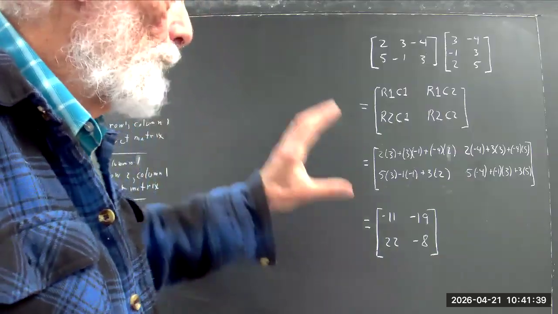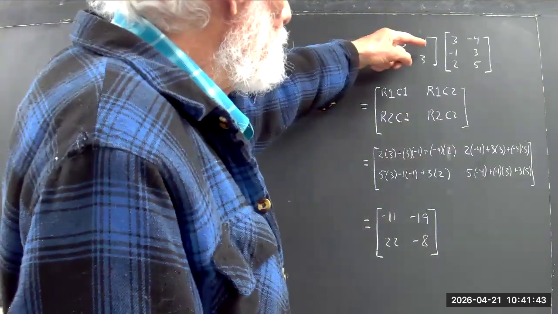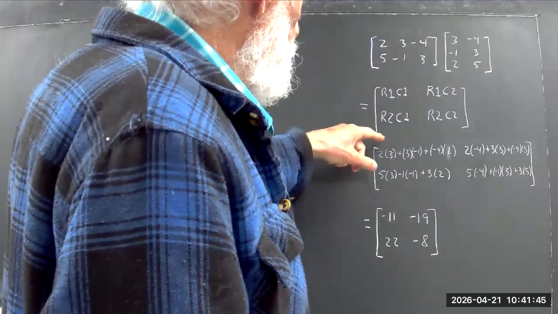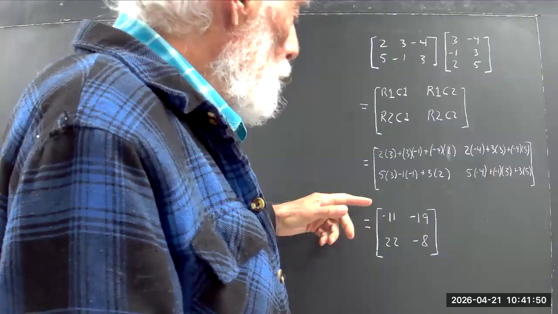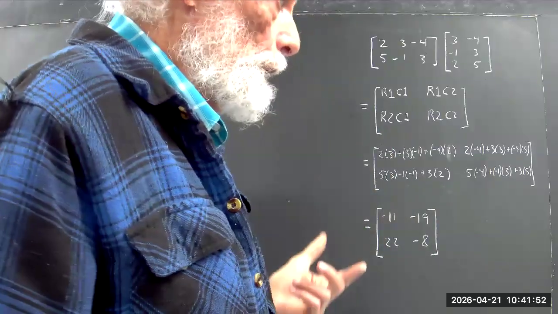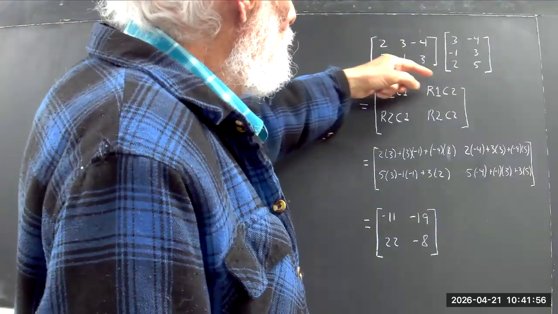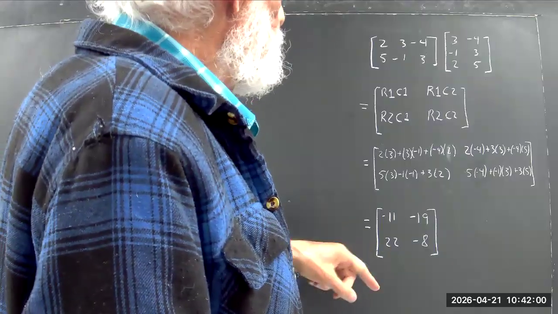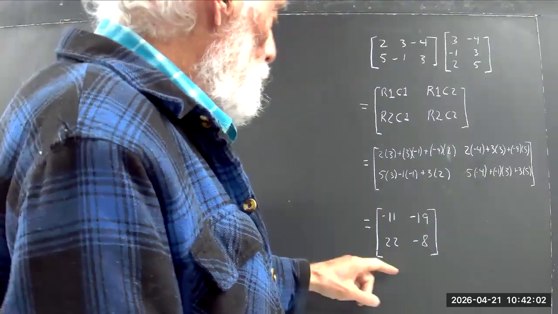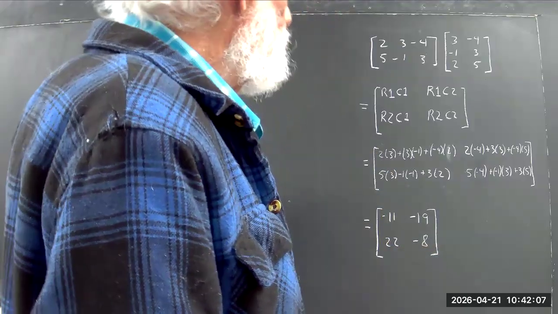You check my numbers. Do we understand the process? We multiplied the first row by the first column and ultimately got -11. That goes in the first row and first column of the product matrix. We multiplied the second row by the first column, and we got 22. And that goes in the second row of the product matrix in the first column.